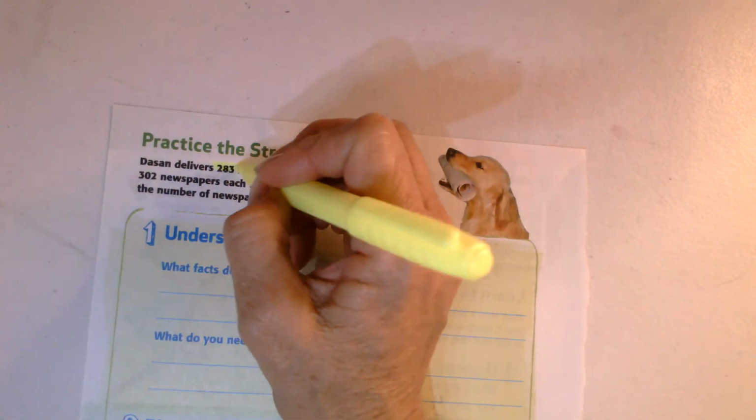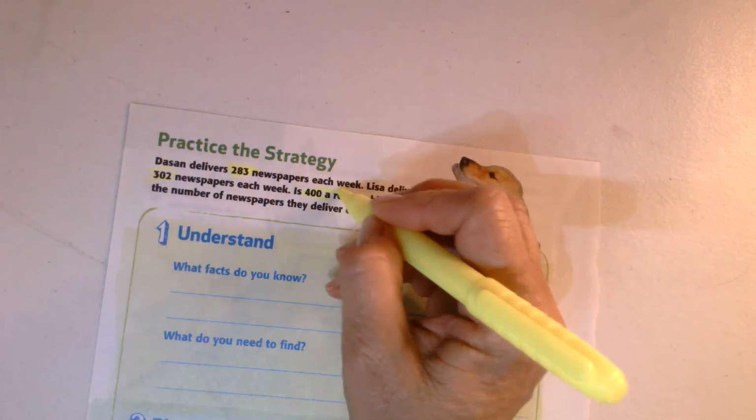Okay, great job. Let's take a look at this side here. It says Dasan delivers 283 newspapers each week. Lisa delivers 302 newspapers each week. Is 400 a reasonable estimate for the number of newspapers they deliver each week? Okay, well, what do we know?